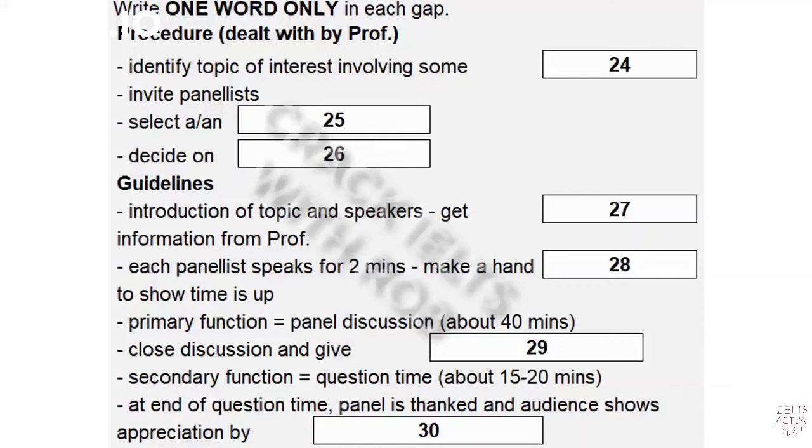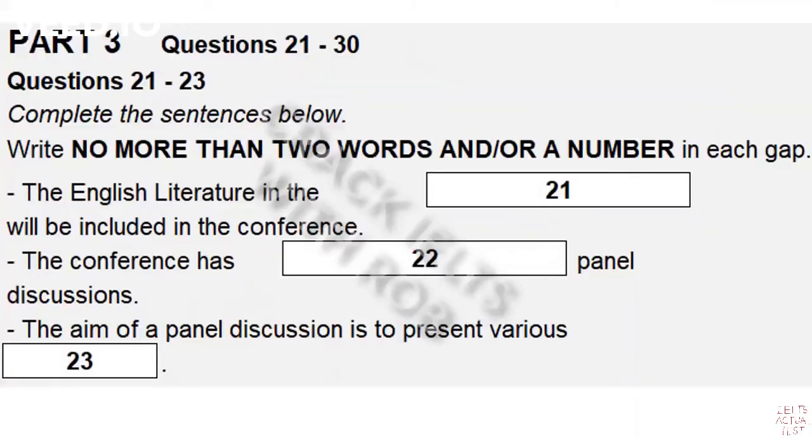You will hear a conversation between two students and their professor, who is asking them to organise a panel discussion for an upcoming conference. First, you have some time to look at questions 21 to 23. Listen carefully and answer questions 21 to 23.